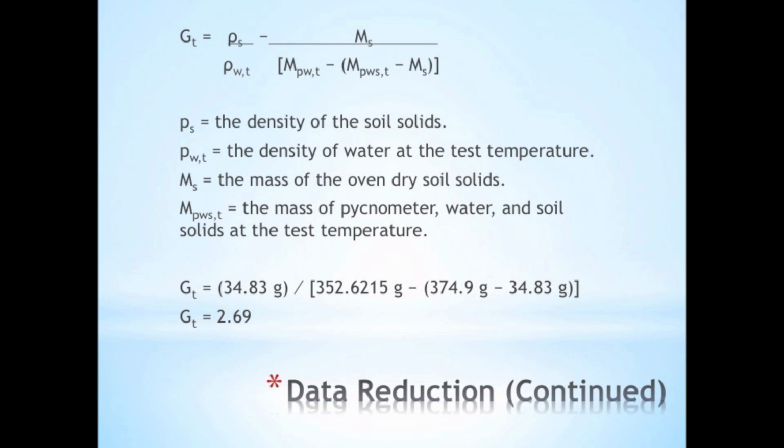After drying the solids, the weight of the soil solids came to 34.83 grams. Implementing the rest of the mass measurements, a specific gravity of 2.69 is tabulated. This is typical of a clay soil. Most soils will yield specific gravities in the 2.6 to 2.8 range. Therefore, our results are consistent. This concludes the specific gravity by water pycnometer test procedures and data reduction.